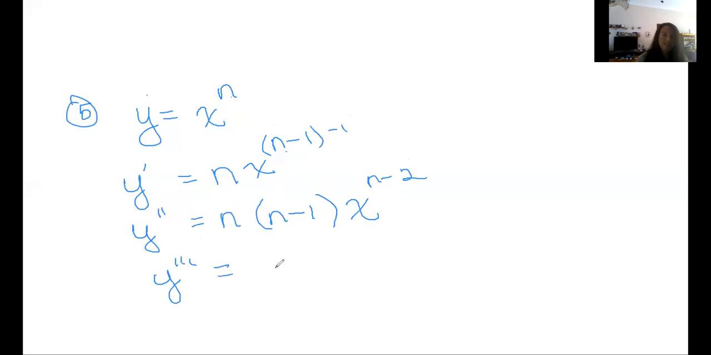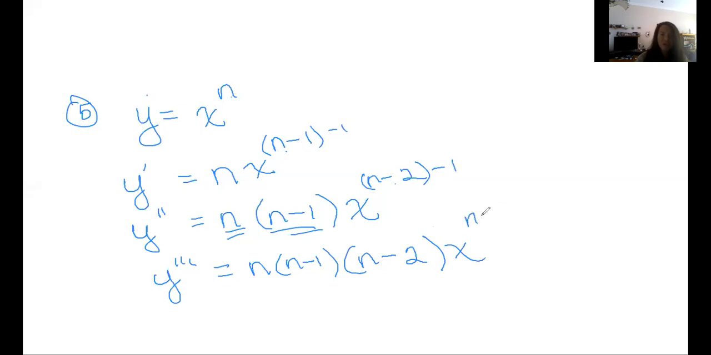And if I wanted the third derivative, well, I'd have this n times this n minus 1. But you got to multiply it times this n minus 2 now, because that's your power rule. And you'll be left with x to the n minus 2 minus 1, which is n minus 3. So that might be a mastery test problem you'll see on this section.